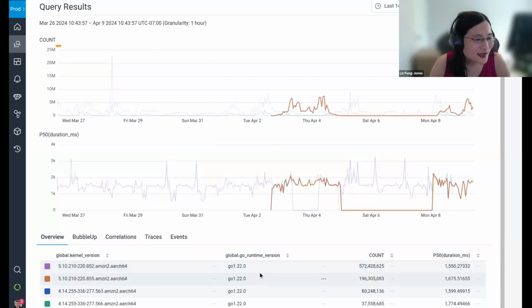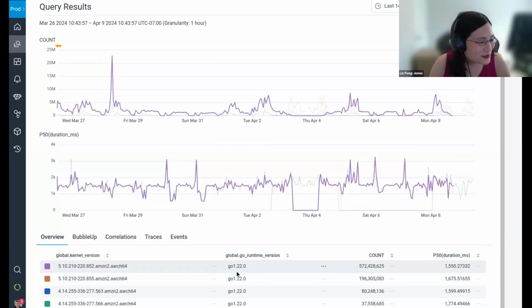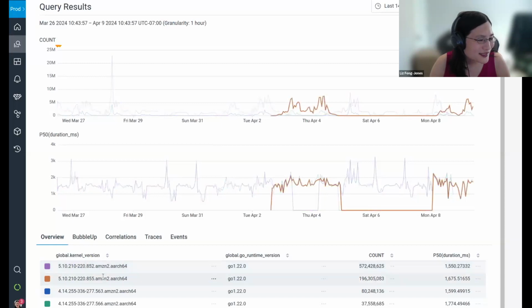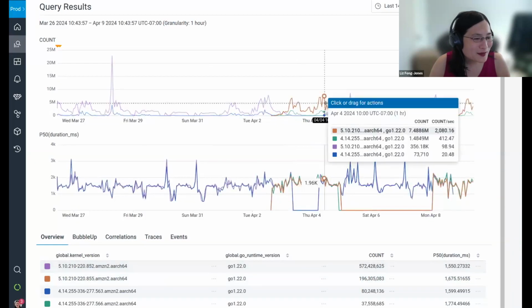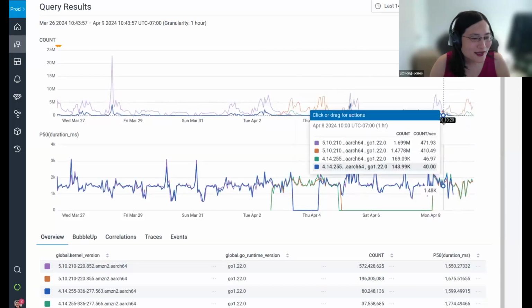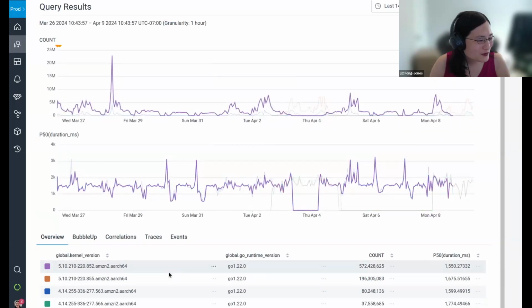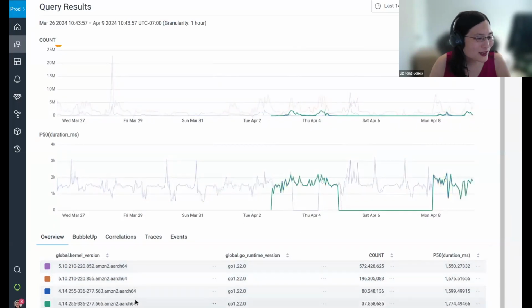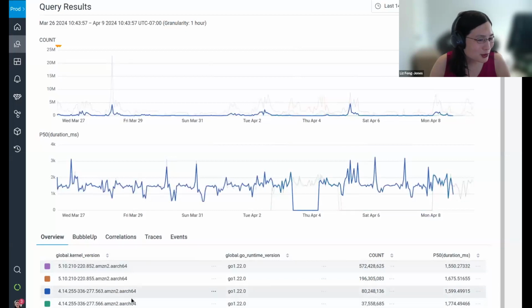See that? Amazon were cheeky. Amazon were running the 220.852 kernel on our Lambdas, and they briefly trialed running the 855 kernel, and then they took it away and put back the old kernel, and then finally they've cut over to the new kernel. Similarly, over here, there's something going on with some older kernels that are in the 4.14 series.